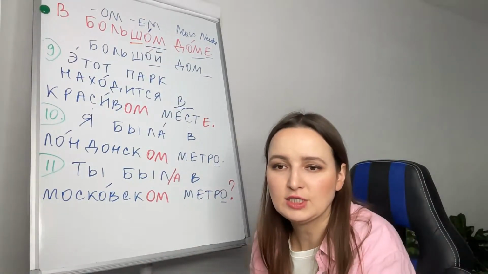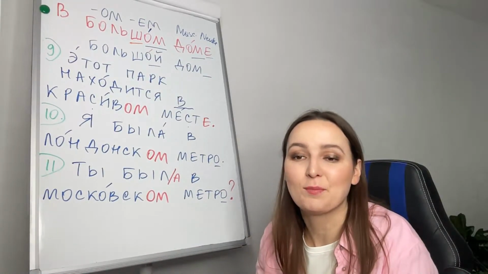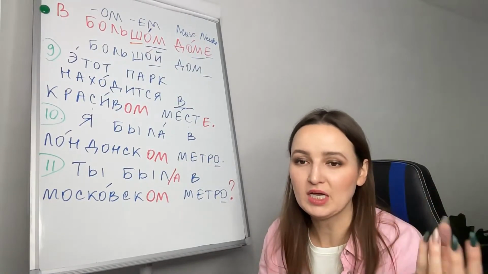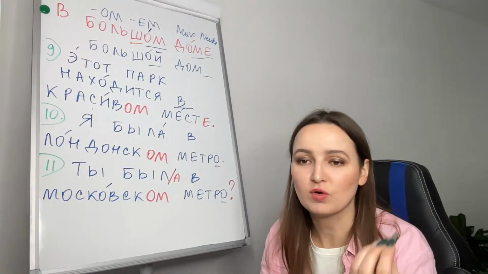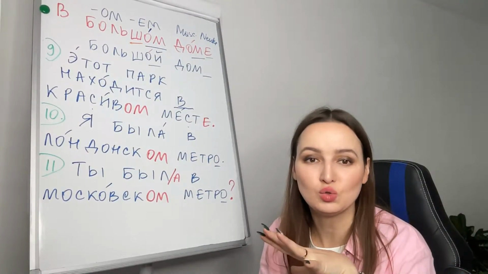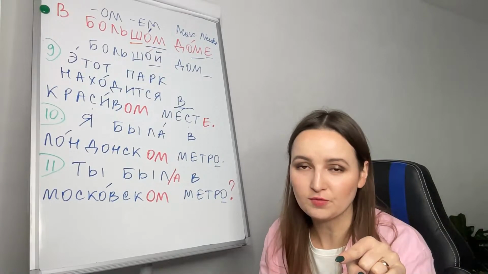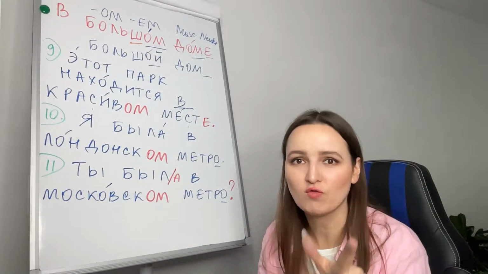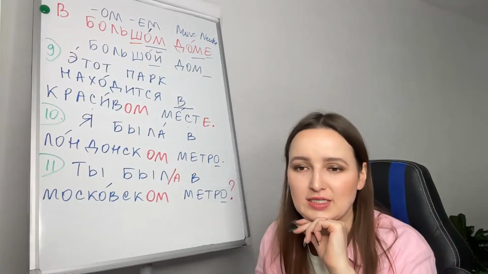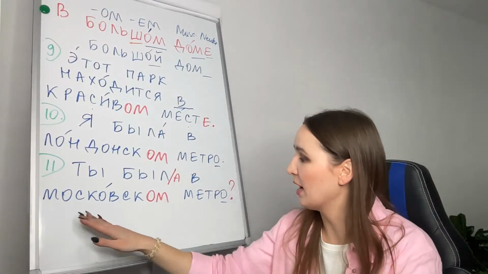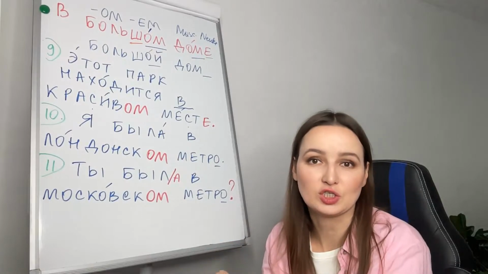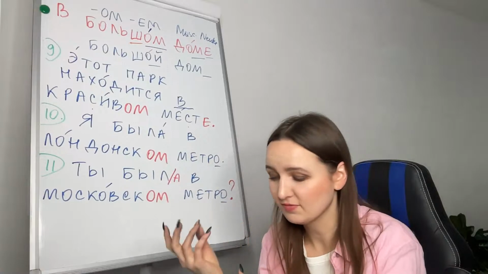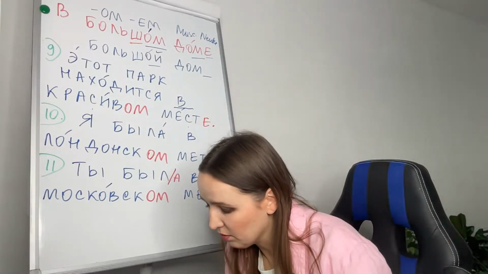Я сижу в новом кресле. Молодец, очень хорошо, Spiro. Отличный пример. Я сижу в новом кресле. I sit in a new chair. Новое кресло is neuter. Новом кресле is prepositional case. Молодец. Да. So московская is an adjective, Moscow. Лондонская is an adjective, London. Хорошо. Идем дальше.